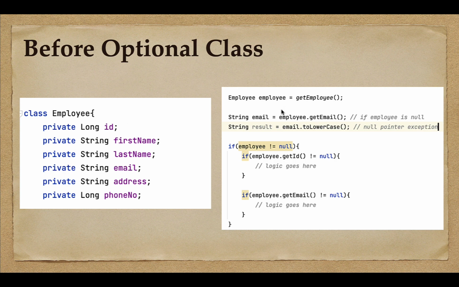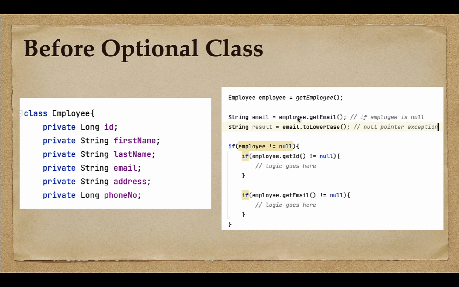And if you can see this code snippet over here, we have a getEmployee method. Consider this getEmployee method is retrieving the employee object from the database, and consider we have an email which is null in the database. Here, if we call the getEmail method on the employee object, then this returns null because the employee does not contain an email id. And if we call the toLowerCase method on a null reference, then this definitely will give the null pointer exception, isn't it?